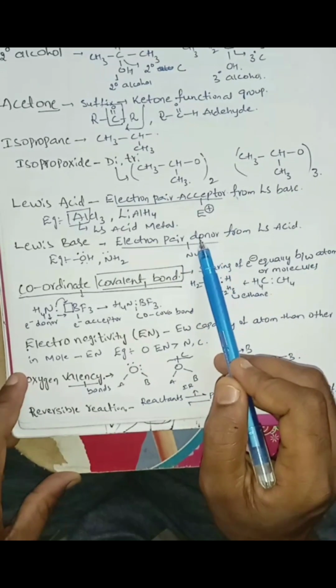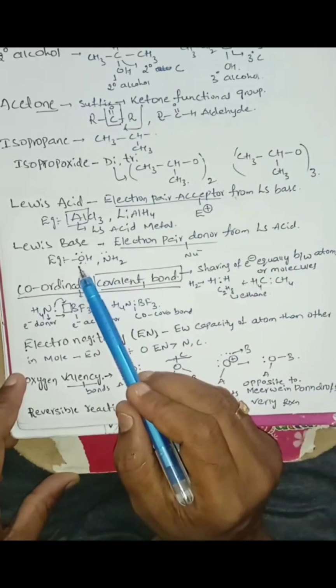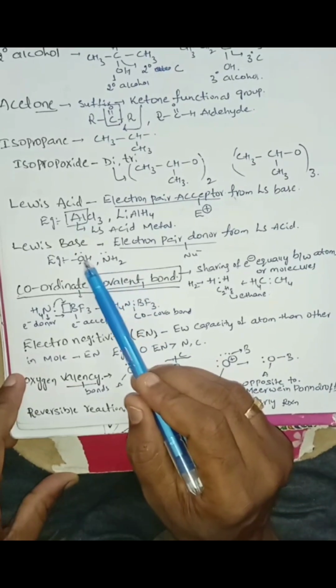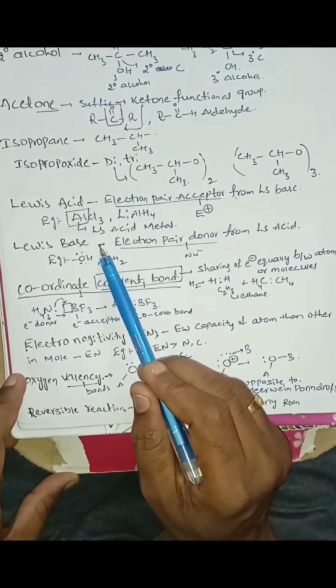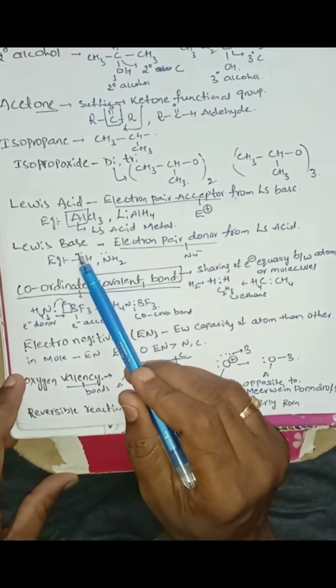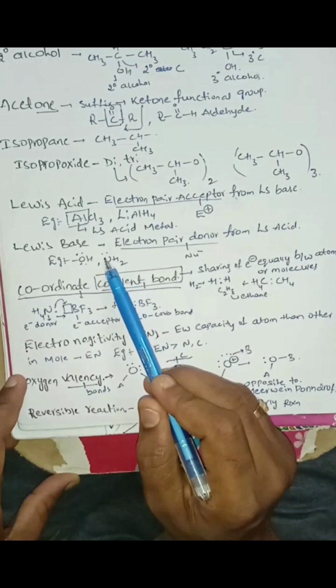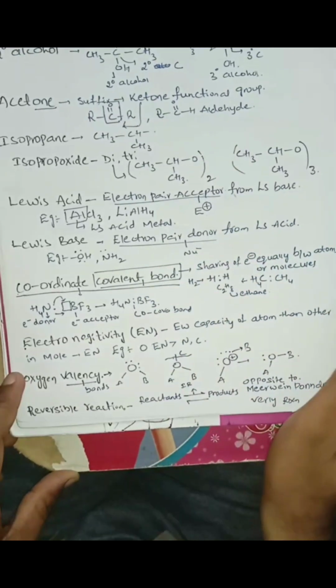So it donates an electron pair to a Lewis acid, which has electron deficiency. Example: compounds consisting of a hydroxyl group or an amine group. On the oxygen, two unshared lone pairs of electrons are present, so it has electron richness, so this is a Lewis base. On the amine, on nitrogen, an unshared electron pair is present, so that's why it is also a Lewis base.